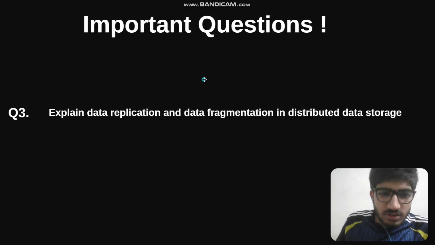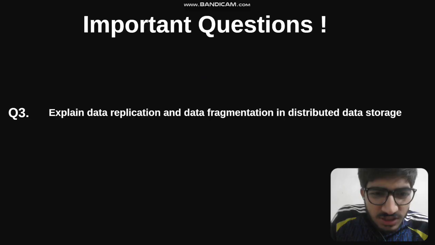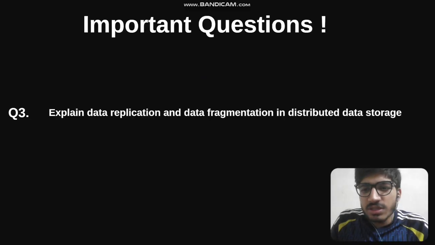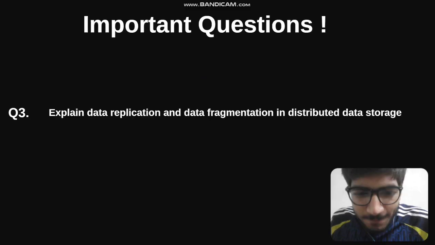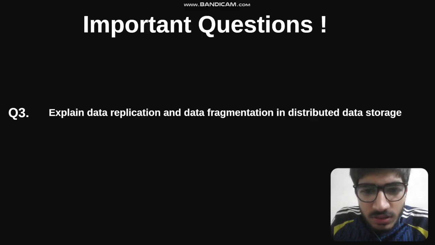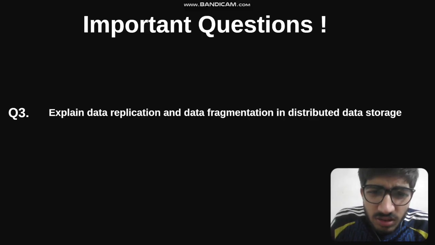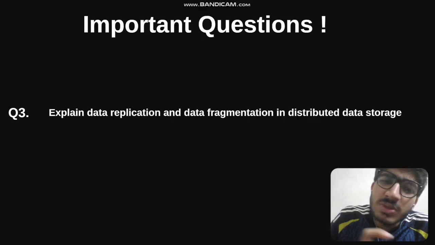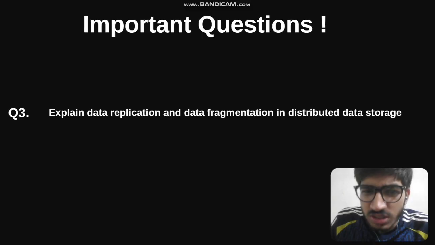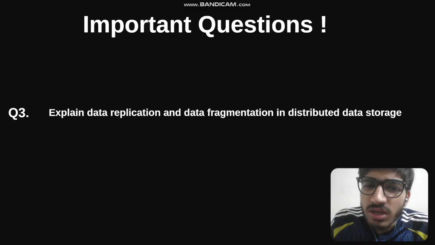So let's take the next question. Explain data replication and data fragmentation in distributed data storage. So first is fragmentation, also called sharding: splitting one logical data set or table into pieces, that is fragments or shards, and storing each piece on different nodes or regions to parallelize work and keep data close to where it is used.